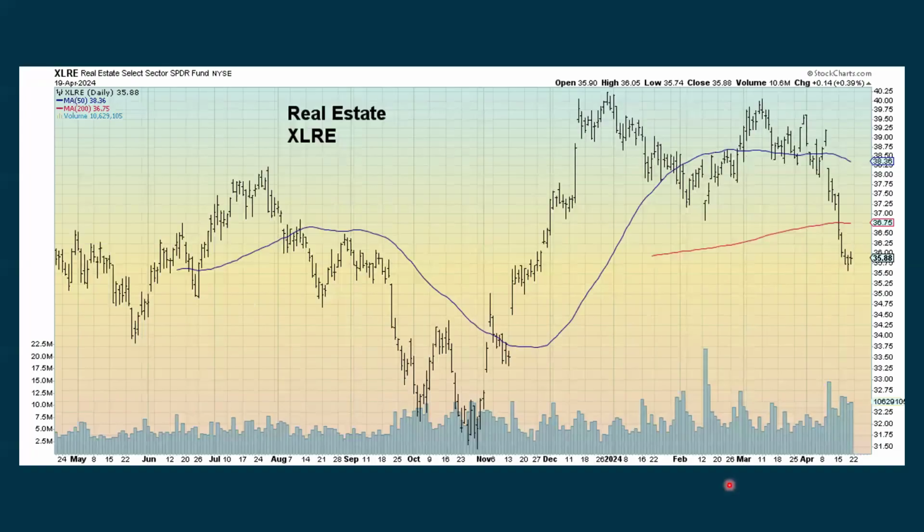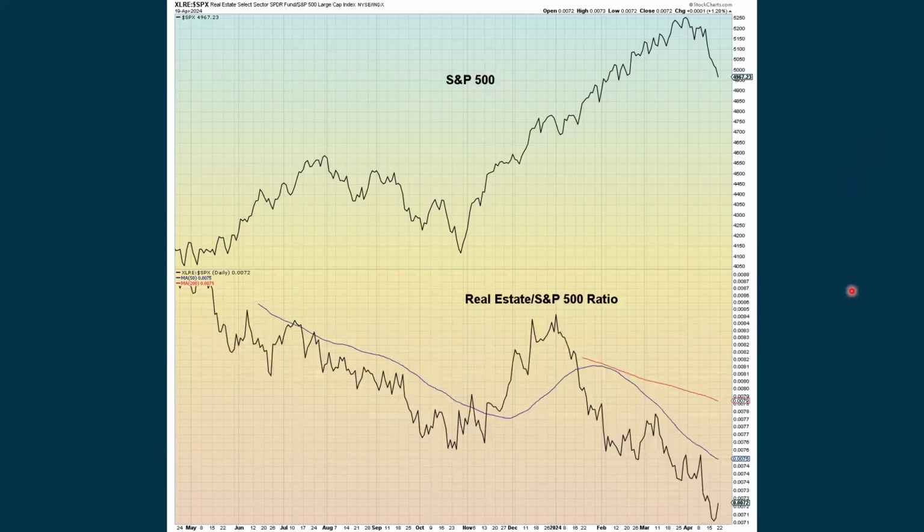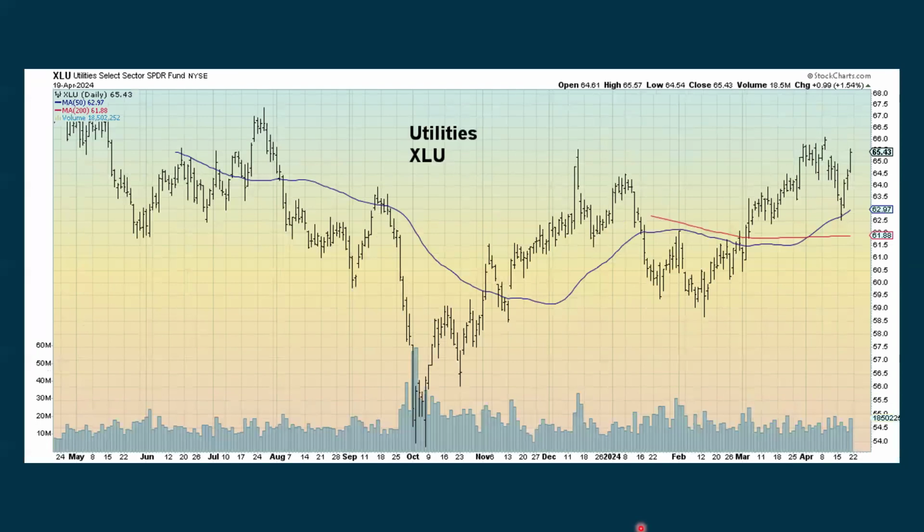Real estate, which has been under a lot of pressure as interest rates have been going back up, by itself, the sector is in an uptrend, but lately it's been showing some weakness, dropping below its 200-day moving average. We do a ratio between real estate and the S&P. Still, it's bouncing up a little bit here, but it's continuing to underperform.